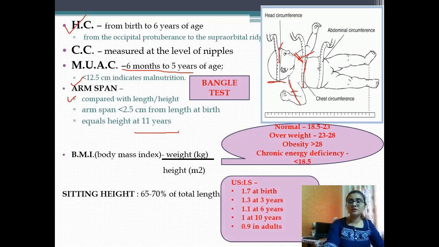In newborns, the upper segment to lower segment ratio is 1.7, and it decreases with time, as you can see. In adults it is 0.9.